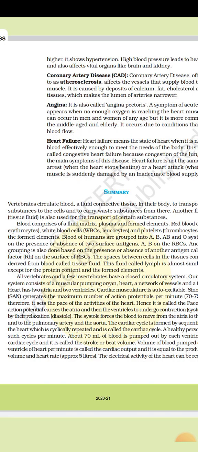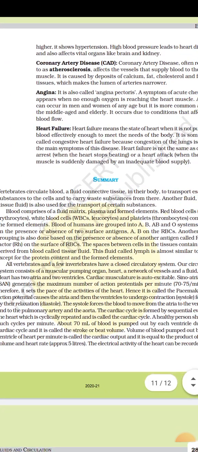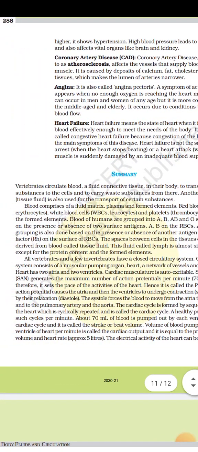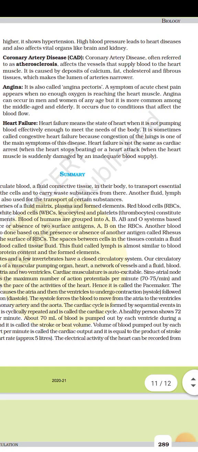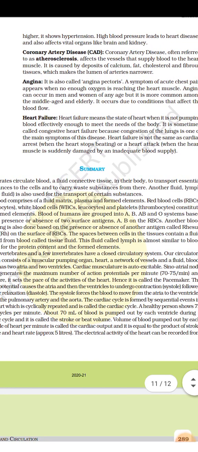Blood comprises a fluid matrix, plasma, and formed elements. Red blood cells, RBC or erythrocytes, white blood cells, WBC or leukocytes, and platelets or thrombocytes constitute the formed elements. Blood of humans is grouped into A, B, AB, and O systems based on the presence or absence of two surface antigens, A and B, on the RBCs.